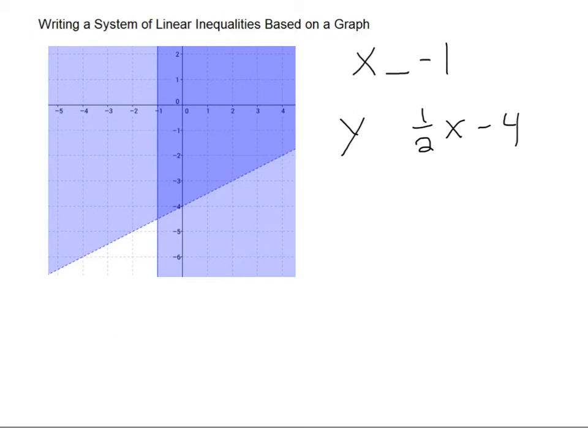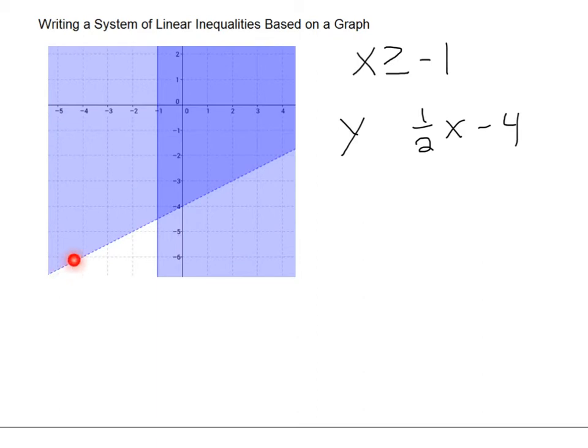Now in each of these cases, to figure out whether I want to be greater than or less than, I can just look at the graph. For this first boundary line, I've shaded everything to the right of it. In general, if I'm comparing something to x and I'm going to the right, I'm looking at something that's greater than the value that I'm starting with here. So going to the right, I'm going to say x is greater than or equal to -1.